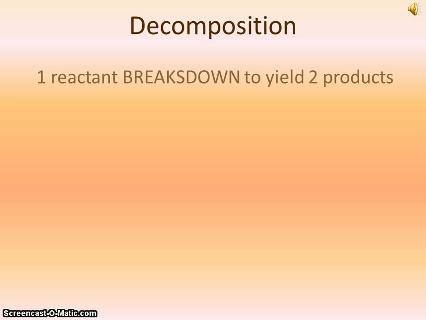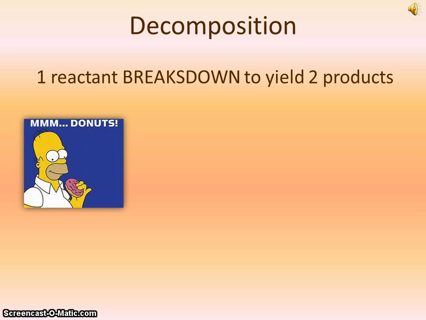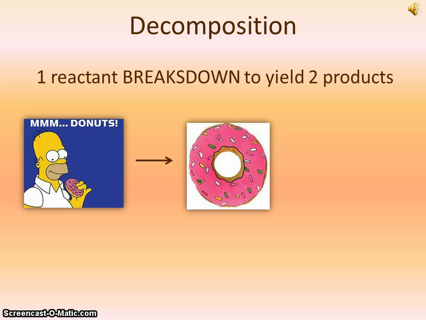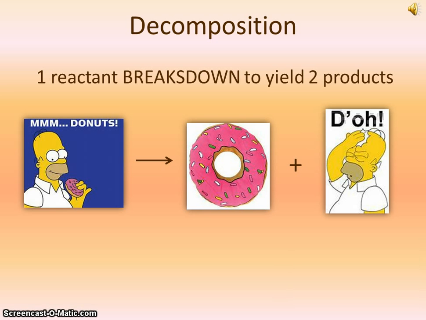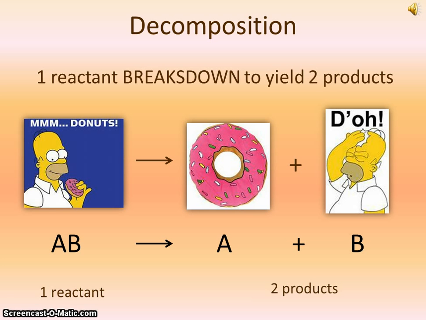Decomposition, where one reactant breaks down to yield 2 products. Unlike synthesis, now we're starting where Homer has a donut and is broken down into a donut and Homer without a donut. To summarize this, we have compound AB yielding A plus B. Note that in this reaction, we have one reactant, AB, yielding 2 products, A plus B.